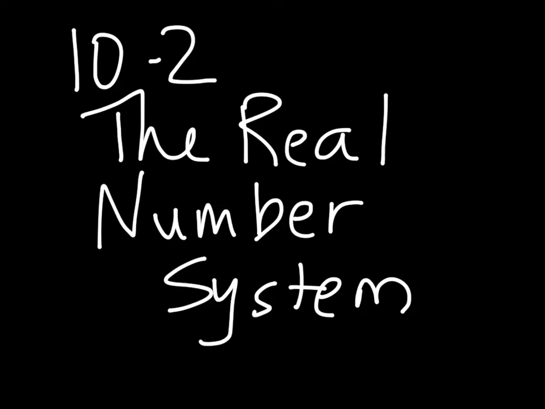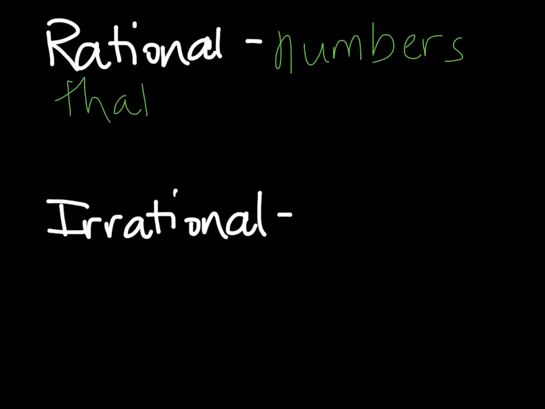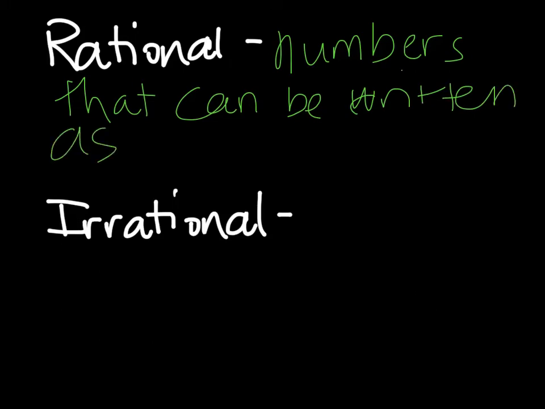Chapter 10, Lesson 2 on the real number system. Okay, the first type of numbers we're going to look at are rational numbers. And we've already talked about these, but these are numbers that can be written as a fraction.